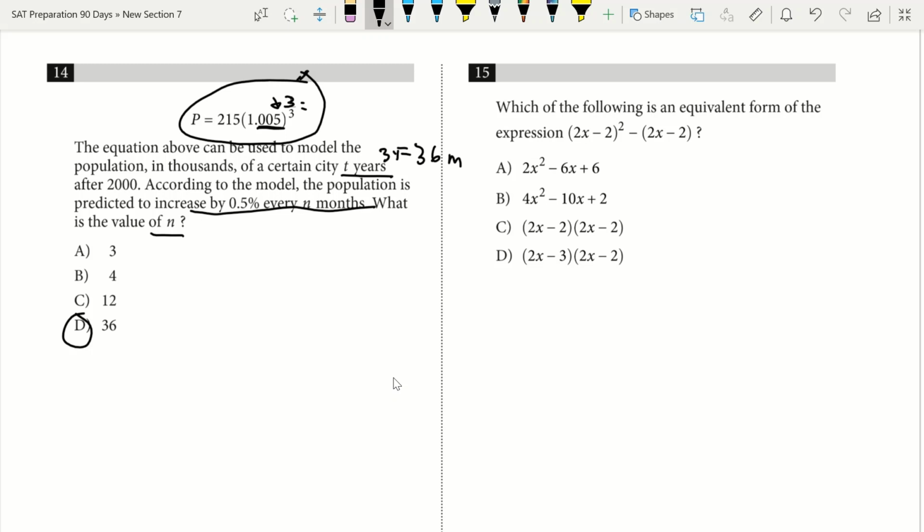And then understanding that t is in years, so if we have 3 years, we just convert that 3 years to months, and we see we're going to have 36 months.